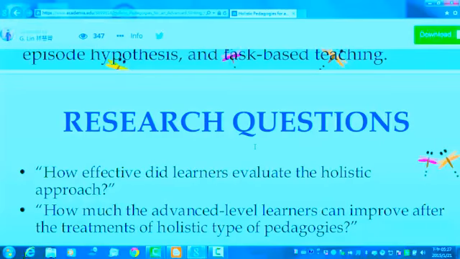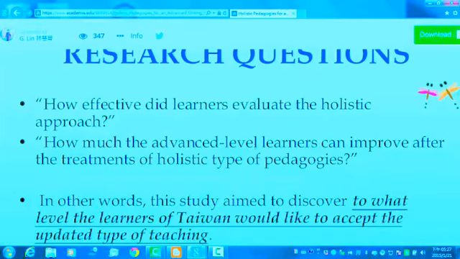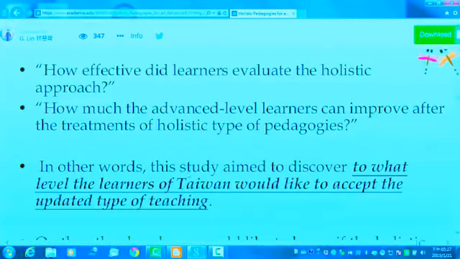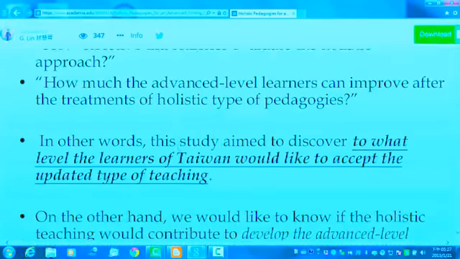So the research question of this study is, how effectively did learners evaluate the holistic approach? And how much can the advanced level learners improve after the treatment of the holistic type of pedagogies?